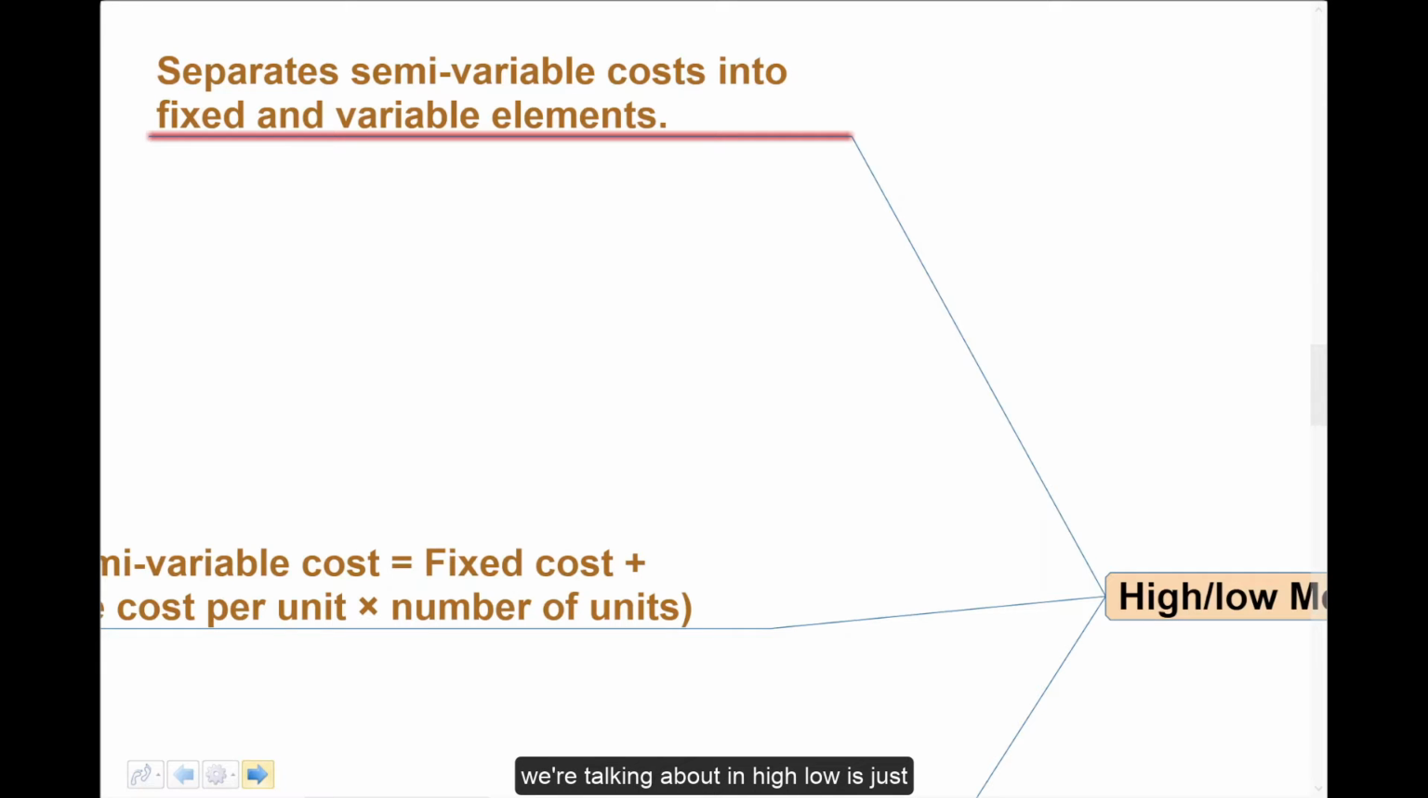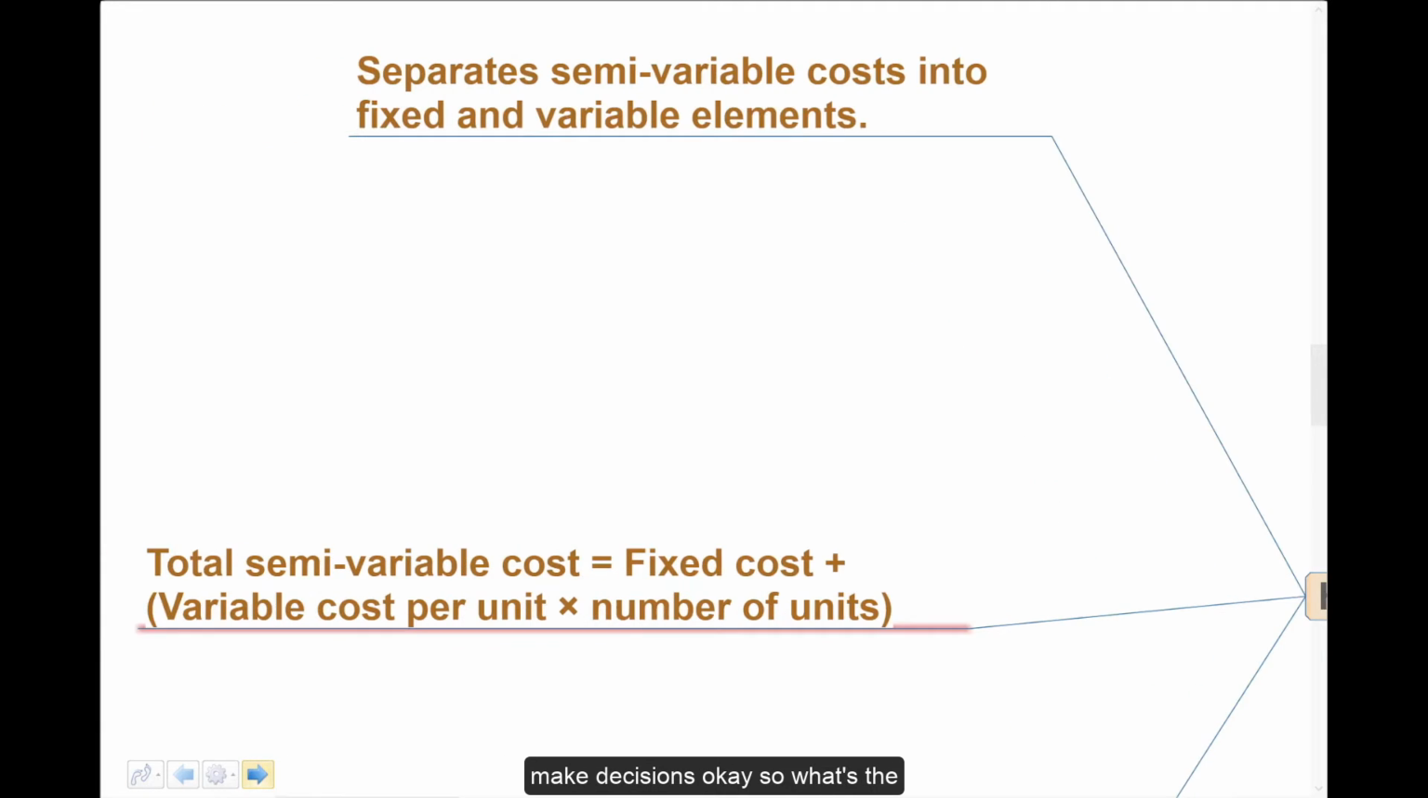What we're talking about in high-low is just really being able to split costs up, to split semi-variable costs into fixed and variable elements in order to make decisions.